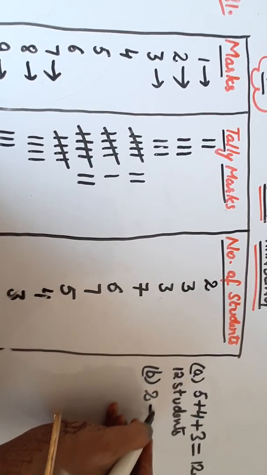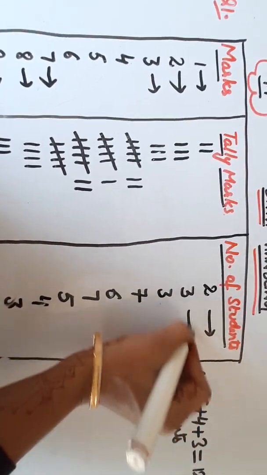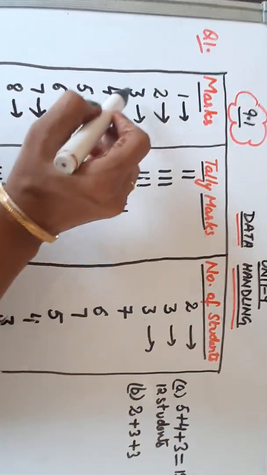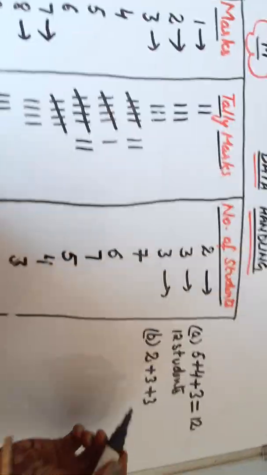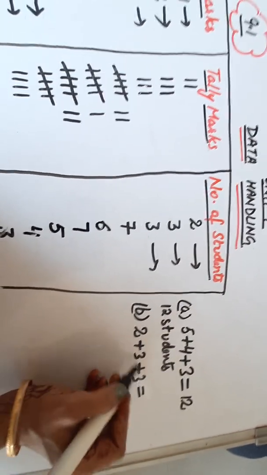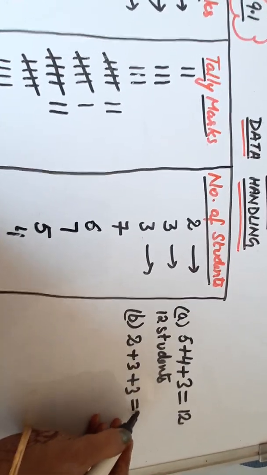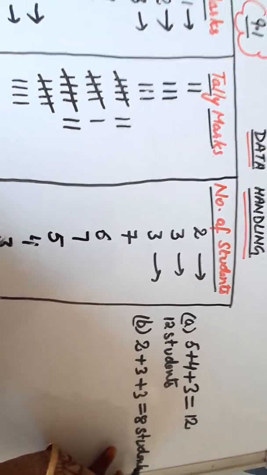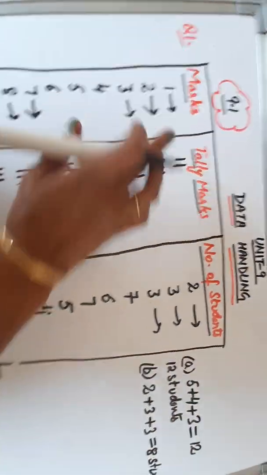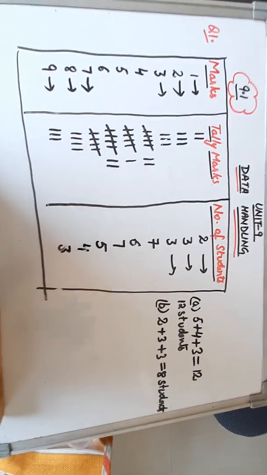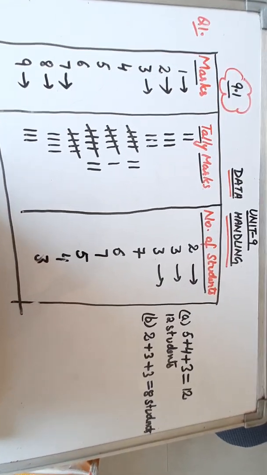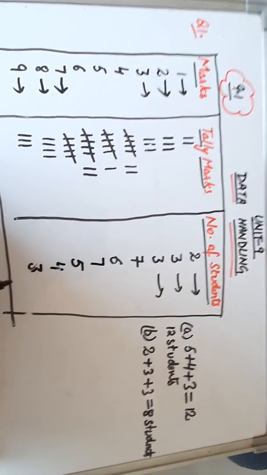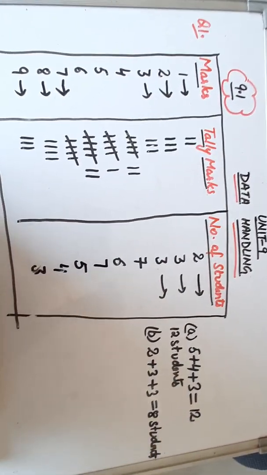So how many students? 2, 3, 3. So 2 plus 3 plus 3. So they are less than 4. So we'll get 3 plus 3, 6, plus 2, 8 students. 8 students have scored less than 4 marks. So dear students, I hope the question is clear to you. Do this in your notebook, making a table using pencil and scale, and try the question yourself first.